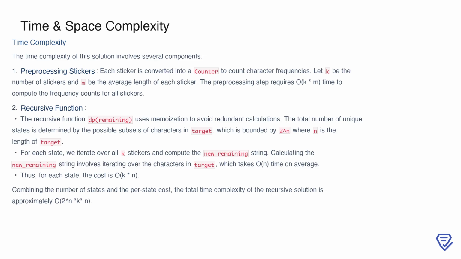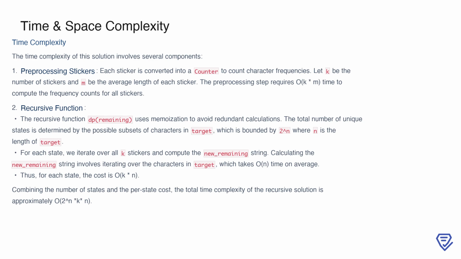To evaluate the time complexity of this solution, we start by analyzing the pre-processing step. Here, each of the K stickers is converted into a counter object to count character frequencies. If the average length of a sticker is M, this pre-processing step takes K*M time to compute the frequency counts across all stickers. Next, we have the recursive function, dp(remaining), which is the core of the solution.